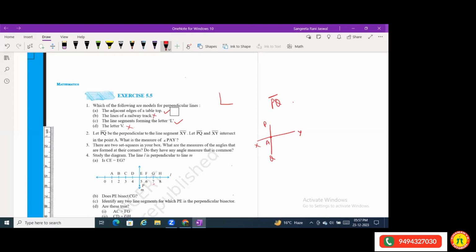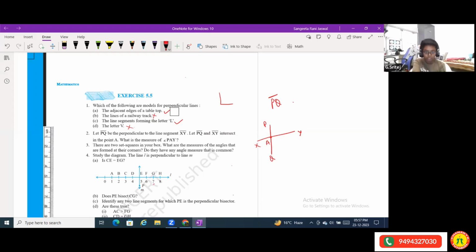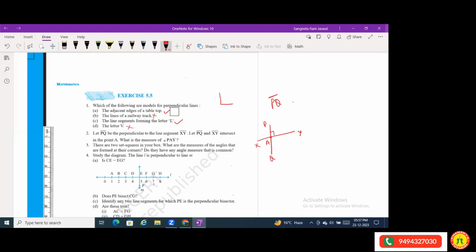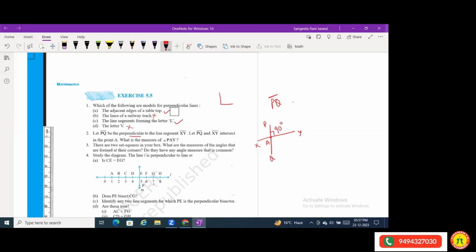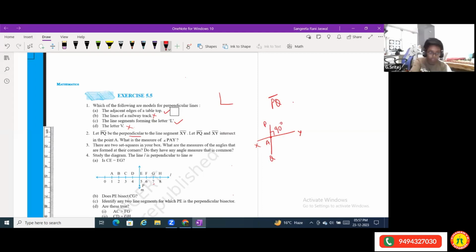What is the measure of angle PAY? So what is the angle of PAY? Ma'am, it's 90 degrees. Yes, exactly. Why 90 degrees? Because it's already given in the question that PQ is perpendicular to XY. Yes, ma'am. So if it is perpendicular, it's 90 degrees. Okay. Next.